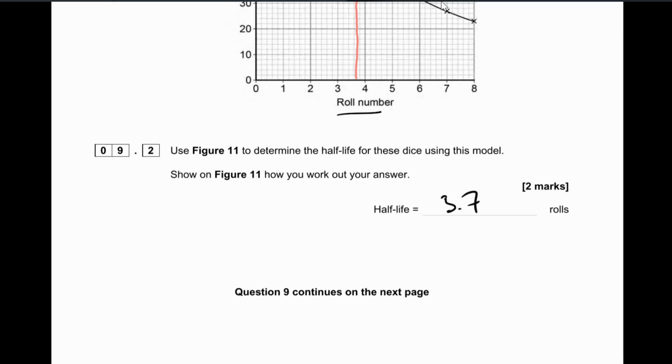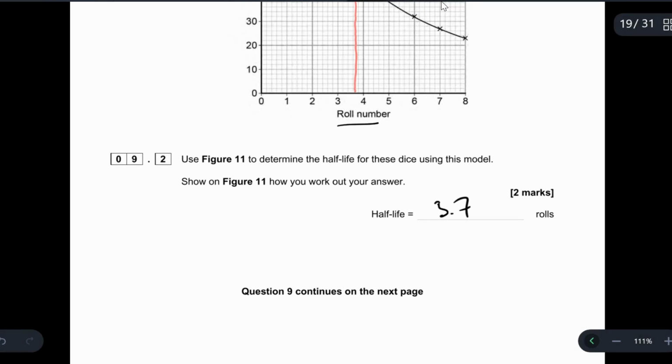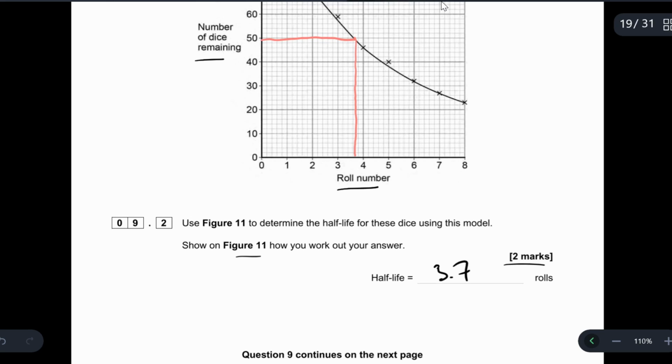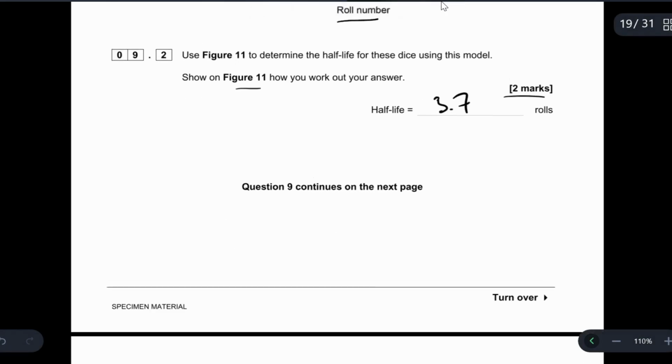Okay. So in this case, the half-life is given in rolls. Obviously, normally it would be given in a unit of time, like seconds, if you're working with actual atoms. So you get 1 mark for the answer and another mark to show your working, and your working out on the graph should look something like that.